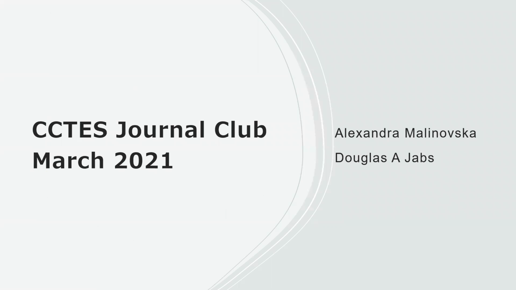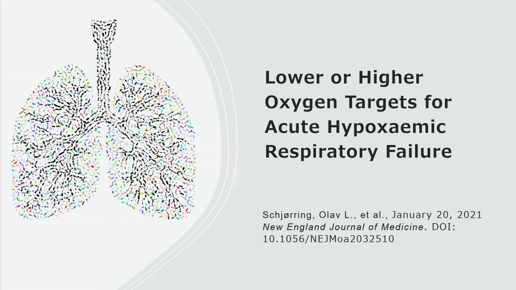So we are going to talk about a paper which is published in the New England Journal of Medicine, published this year in January, called Lower or Higher Oxygen Targets for Acute Hypoxic Respiratory Failure.